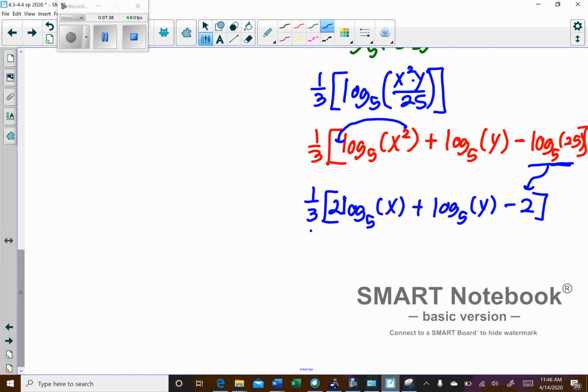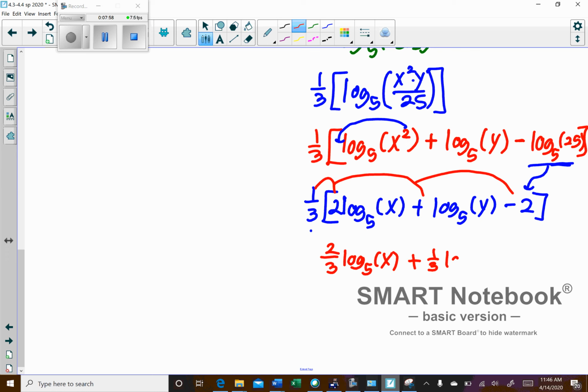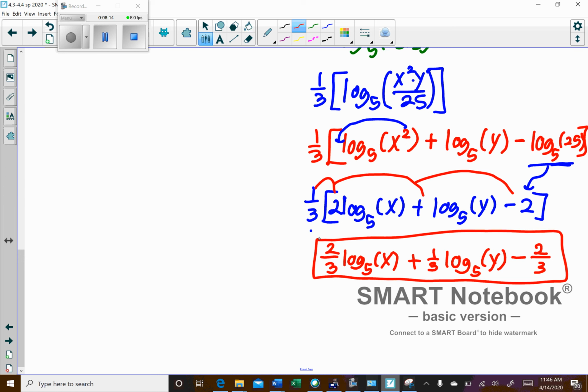Okay, so the last thing we want to do is distribute that 1/3 to all 3 of these right here. So 1/3 times 2 would become 2/3, and then you have your log base 5 of x. And then here, the 1/3, there's an understood 1 in front, so that'll become plus 1/3 log base 5 of y. And then 1/3 times another 2, it's going to be minus 2/3. And there you go.